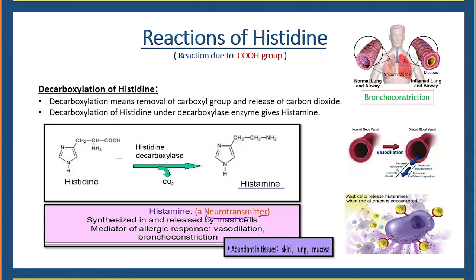Vasodilation. The histamine plays a role in vasodilation. Vaso means blood vessel, and dilation means the swelling or the widening of a vessel. As you can see here, there is a normal blood vessel, and there is a widening or swelling of the blood vessel.